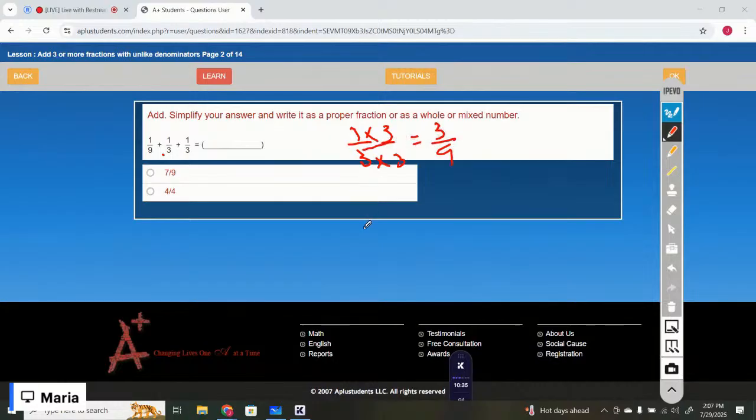So 1 by 3 times 3, that is 3 over 9. So let's just add 1 by 9 plus 3 by 9 plus 3 by 9. 3 plus 3 is 6 and 1, that is 7 over 9. Option number 1 is the correct option.